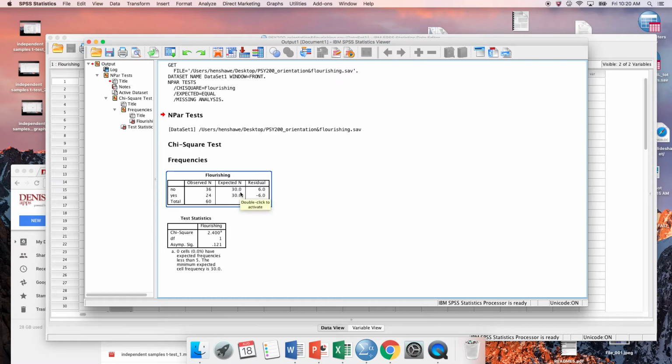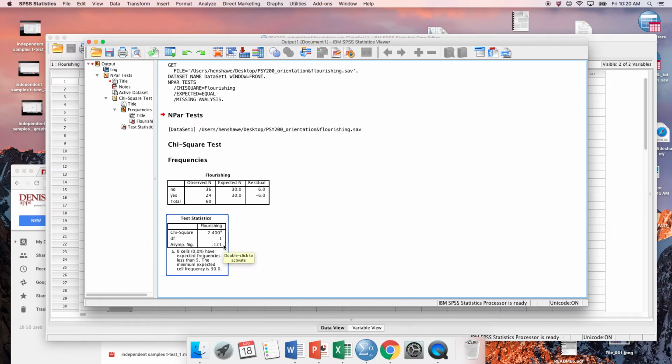So we want to know, statistically, how likely is it that we would get this different of a proportion if the actual difference is roughly equivalent, 30 and 30. What we see here is a chi-square value of 2.4, degrees of freedom of 1 because we only have two groups, and an asymptotic significance of 0.121. What we are looking for is that significance or probability level below 0.05. In this case, it is not.